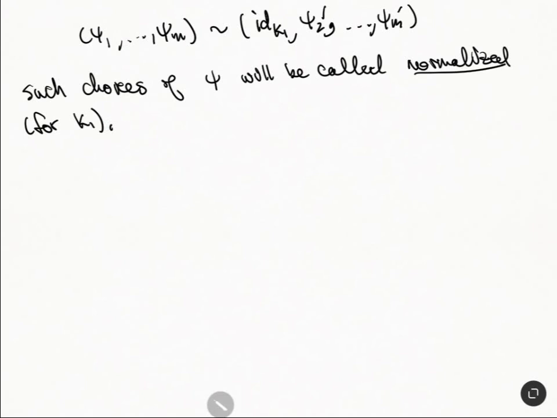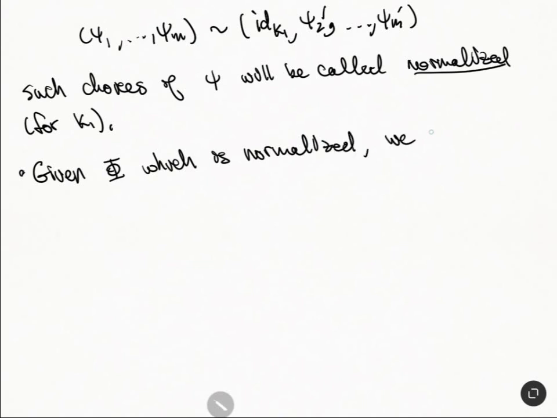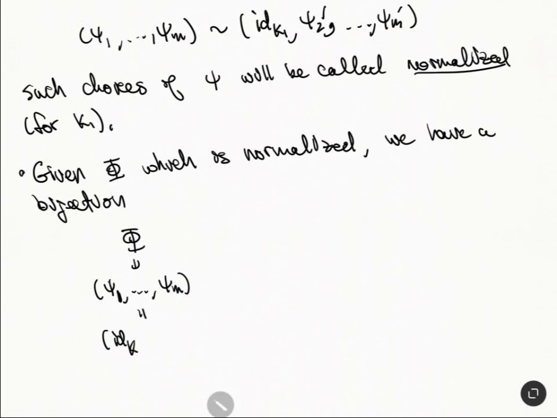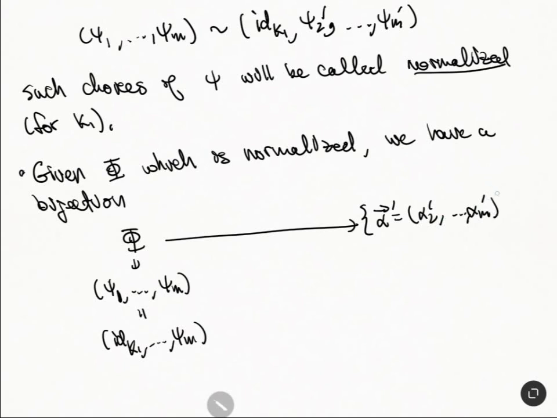Okay? All right. And so given phi, which is normalized for the first component, we have a bijection. And the bijection is as follows. So this phi here takes a psi 1 through psi m, and this is of course of the form the identity on K1 and then psi m. And then it maps it to the collection of alpha prime. So this will be like alpha 2 prime, ..., alpha m prime. All right, where f2 of alpha 2 prime, so these are other roots, right?